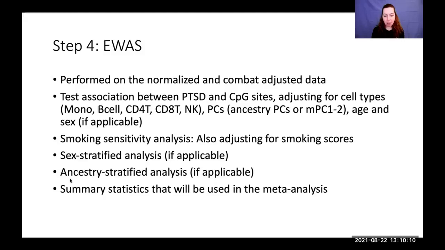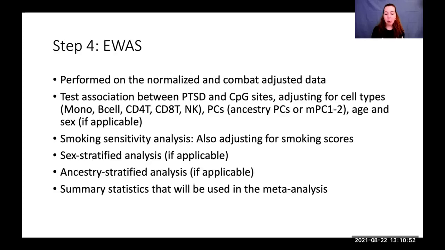And finally, we run our EWAS using the normalized and ComBat adjusted data, and we test the association between PTSD and CpG sites, adjusting for cell types. Here, the important thing is we only include 5 cell types and leave out neutrophils, which has the highest proportion, because at the end, the sum of all 6 equals 1. So it doesn't make sense to include all 6. So we exclude neutrophils. We include principal components either from GWAS or methylation data, age, and sex if available.